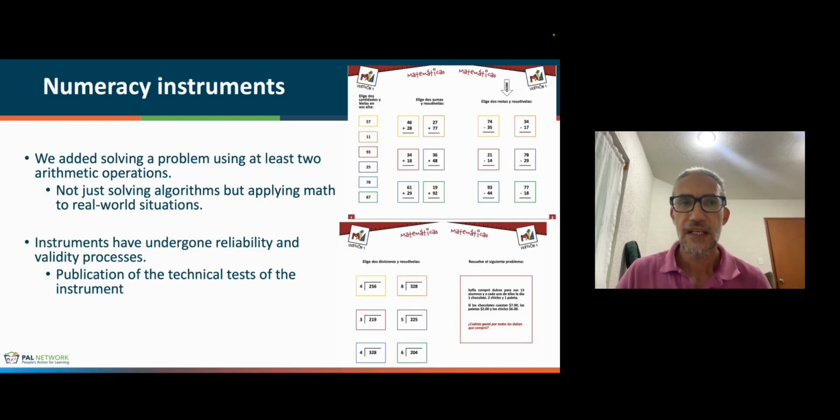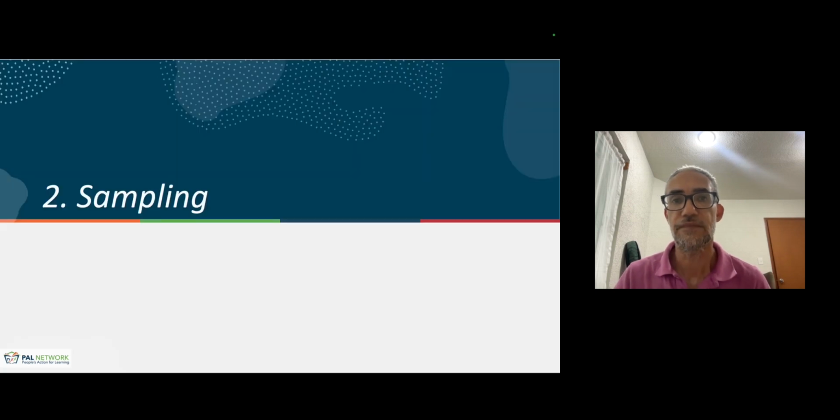In numeracy instruments, we added solving a problem using at least two arithmetic operations, not just solving an algorithm, but applying math to a real-world situation. That is why we added this problem solving. And finally, all these survey instruments have undergone reliability and validity processes. We published a technical test of the instrument in order to assure the quality of these measuring instruments.